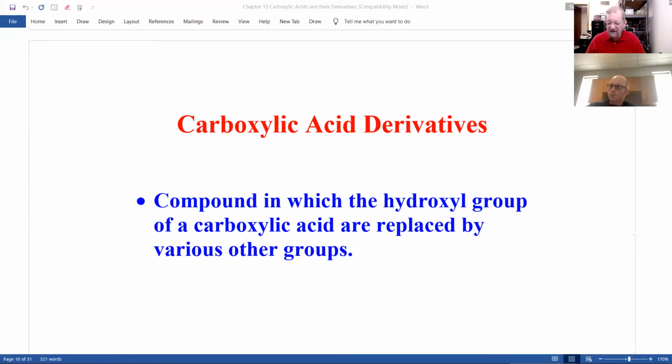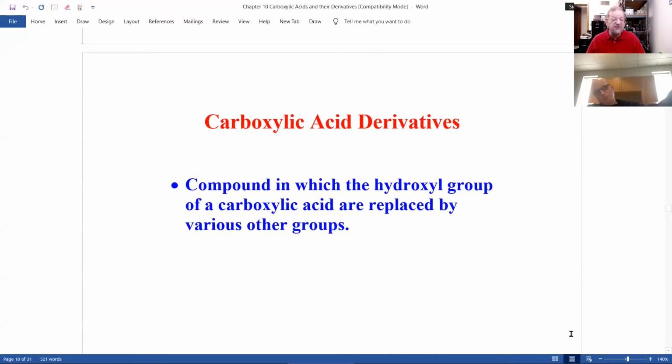And yesterday I left you with a cliffhanger. And the cliffhanger was to talk about a new functional group. And that's called, this part of the chapter, carboxylic acid derivatives. A derivative is a compound made from something else. And carboxylic acid derivatives are compounds, new functional groups, made from carboxylic acids.